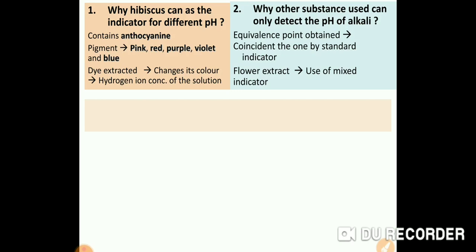How to make a hibiscus indicator? Hibiscus is the plant. When the petals of the hibiscus flower are kept in warm water for a few hours, that water is used as an indicator. How to use it?